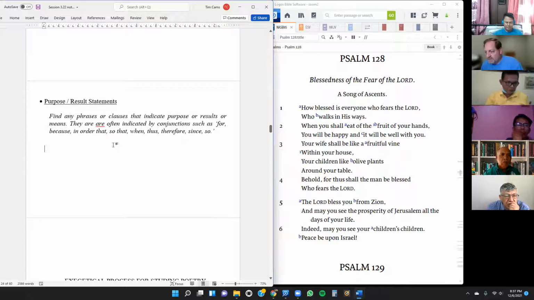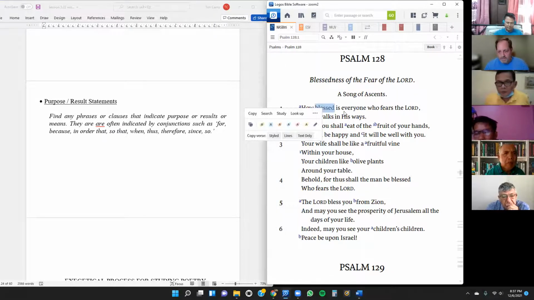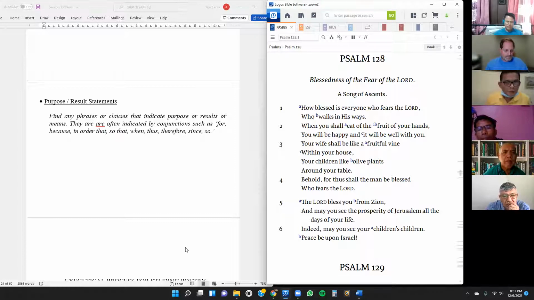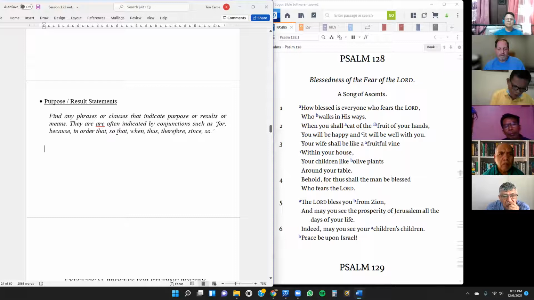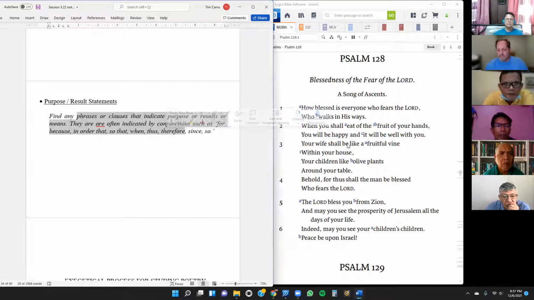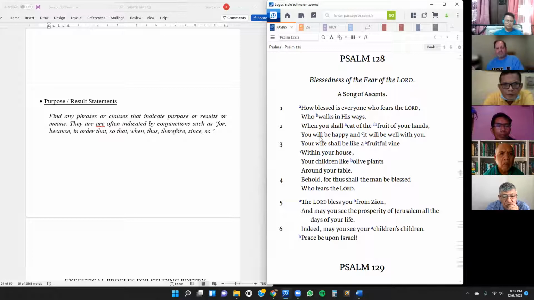All right, what I want you to do in the last step, I'm going to have all of you do this. I'm going to give you a couple of minutes to look through this psalm on your own one more time. See if you can find any purpose or result statements. And again, be looking for words like for, because, in order that, so that, or you may not find these conjunctions, but just look for it. Is there anything in the psalm that is the result or the consequence or the purpose of something else? Okay? I'll give you a few minutes on your own to do that. Then we'll come together and I'll see what you found. Okay? Any questions?